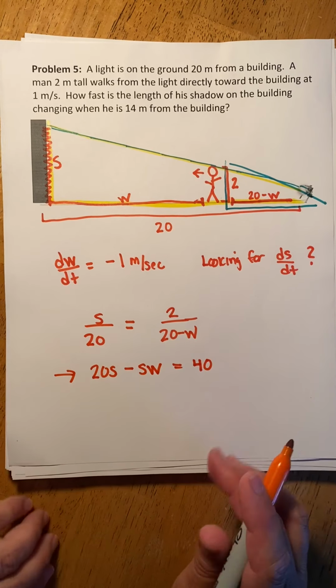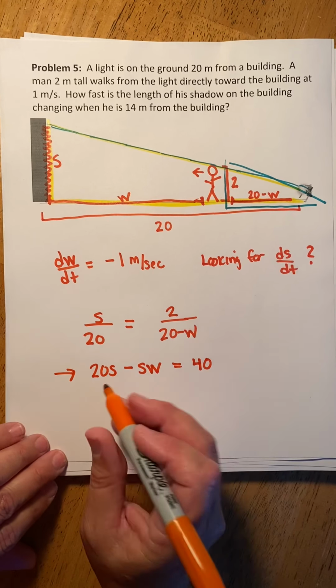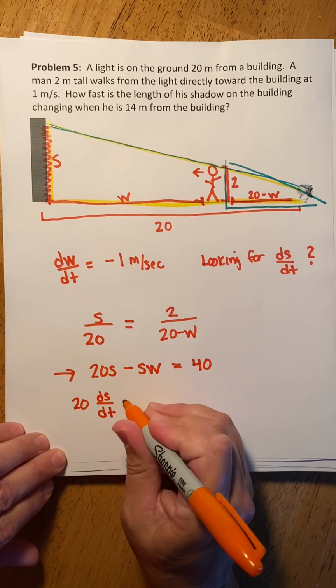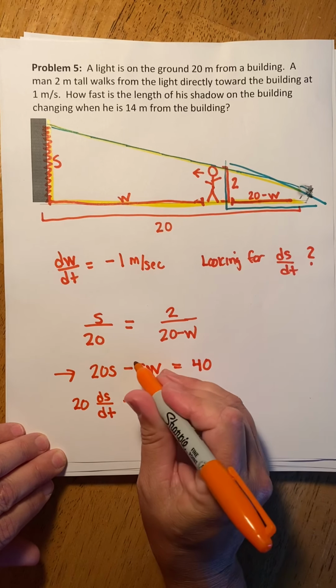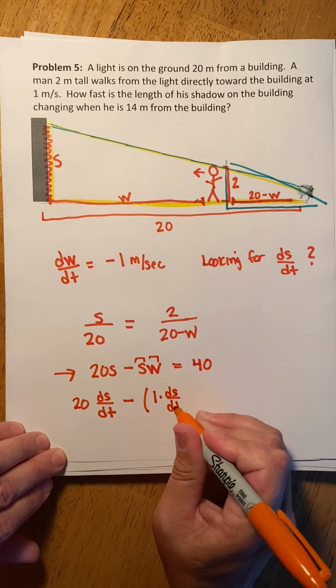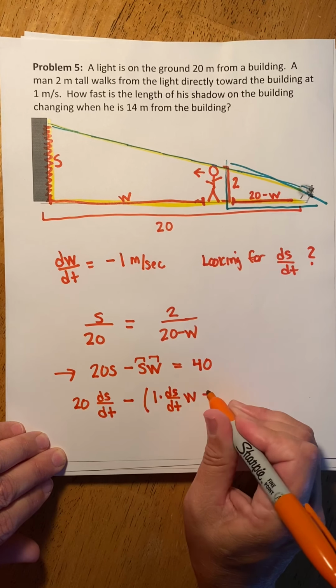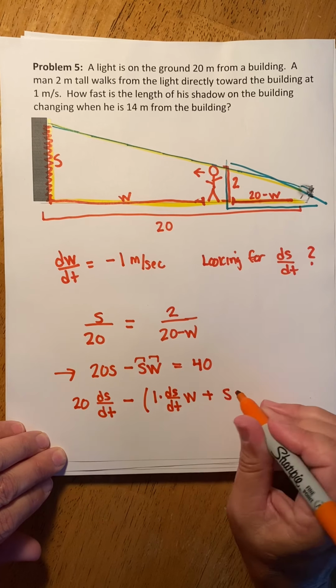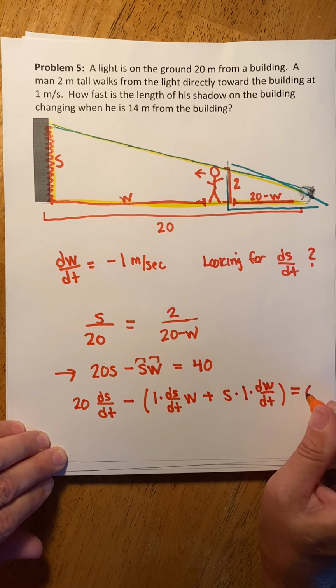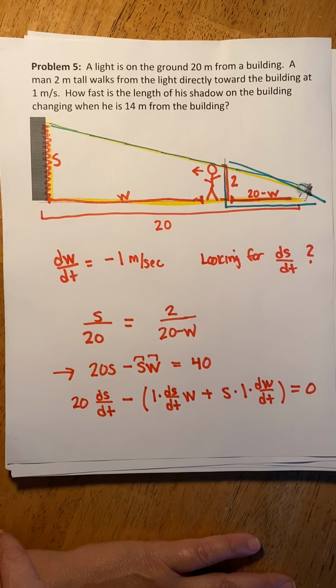Now that I have everything here, I'm going to take the derivatives. The derivative of 20S is 20 dS/dt minus, well, be careful here because I have to take the derivative of a product. The derivative of S is 1 dS/dt, so that's the derivative of the first times the second, plus the first times the derivative of W, which is 1 dW/dt. And that equals the derivative of 40, which is 0.